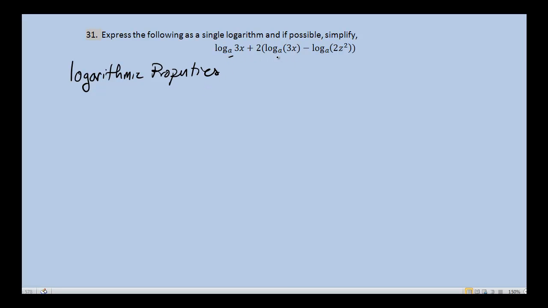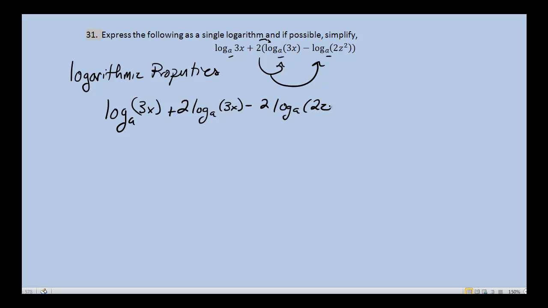The first thing I recognize is that all of my bases in my logs are the same, so I know I'm able to manipulate and combine them. First, I'm going to distribute this 2 to everything inside the parentheses. So this 2 gets distributed to this, and it gets distributed there. We're going to have plus 2 log base a of 3x minus 2 log base a of 2z squared. Now, since I distributed that 2, I can bring this 2 up as an exponent, and I can bring this 2 up as an exponent. I'm going to leave the negative here. Some people may want to bring the negative in, and that would work just as well. However, I prefer to leave the negative the way I see it.